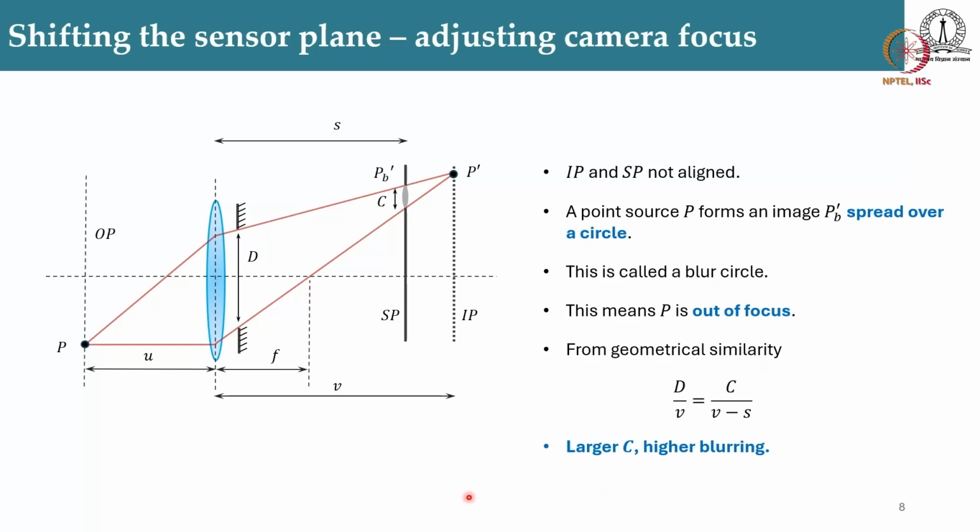And from simple geometric similarity, actually you can correlate these terms. This comes from the fact that this bigger triangle and this smaller triangle are two similar triangles. You can apply simple geometry to get this. I will not be explaining that in detail, but it is a simple exercise that you can try. Now, as I have discussed, if C is larger, meaning the size of this blur circle is larger, the blurring will be higher. So basically, the more the point information is spread over a larger area, the more blurred it will be. It can be clearly deduced from intuition.